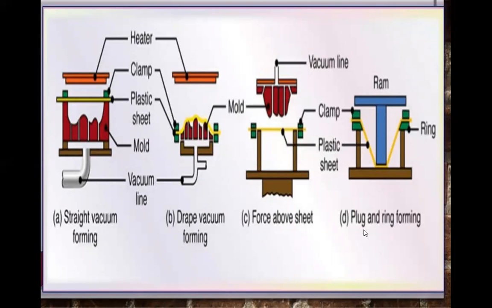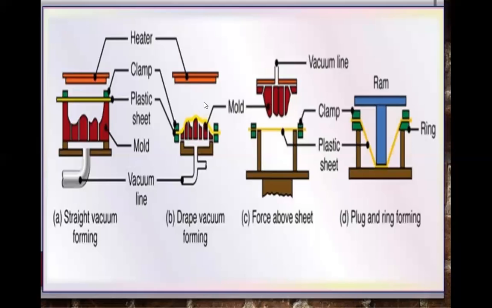See here, this is the apparatus we use for the thermoforming process. In it, the heaters are placed in the upper region of the apparatus, and clamps should be fixed between the lower and upper regions. The plastic sheet, which is kept straight, is held by the clamps. After that, this is the lower mold, and the vacuum line should be placed at the bottom of the lower mold.